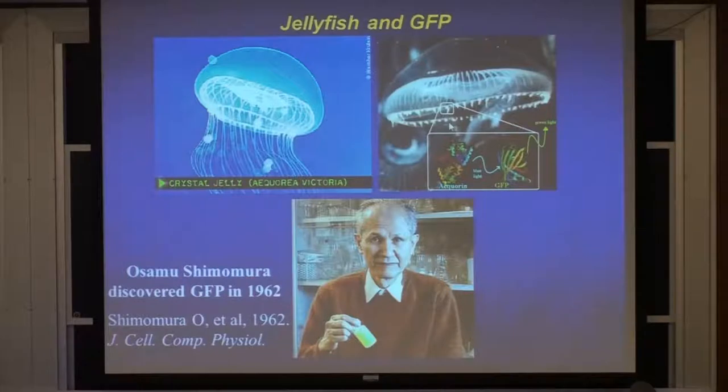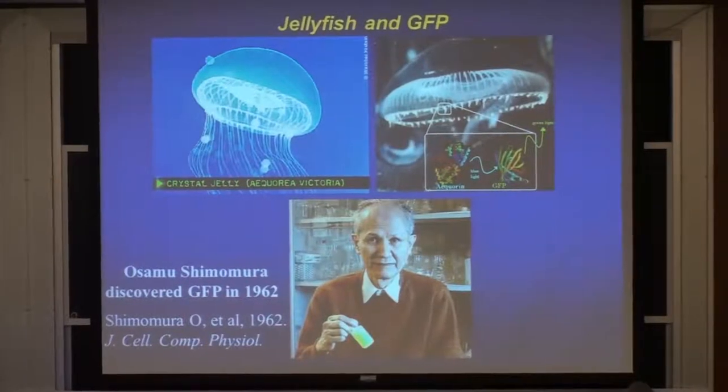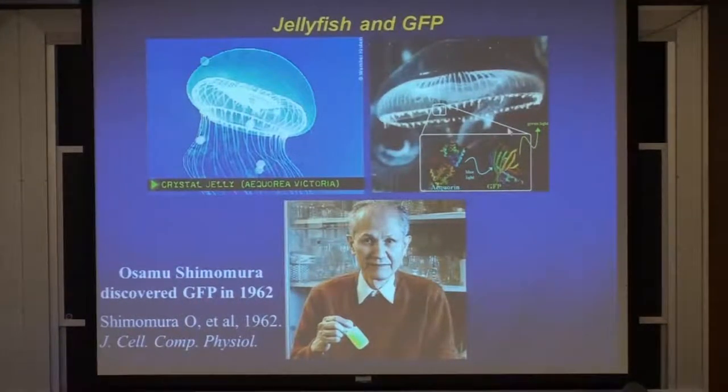GFP was not the target to be discovered at this region, because in the mechanism of the fluorescence emitted by jellyfish, if you perturb a jellyfish, it will emit green light. But the sensor molecule is not GFP, actually it is the so-called aequorin. So whenever a jellyfish is perturbed, the calcium channel will be opened, and the calcium will get into the cell. And this calcium will bind to aequorin, not GFP. And aequorin will start to emit blue light, which will transfer to excite the GFP. Then you see the green light.